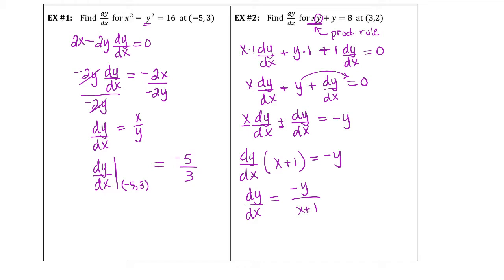And again, they wanted us to evaluate this at the point 3, 2. So we need to note that, and do watch our notation. We're going to have dy dx evaluated at the point 3, 2. So we're going to plug in a 2 for y, so that's going to be negative 2 over 3 plus 1, and you can leave it just like that.